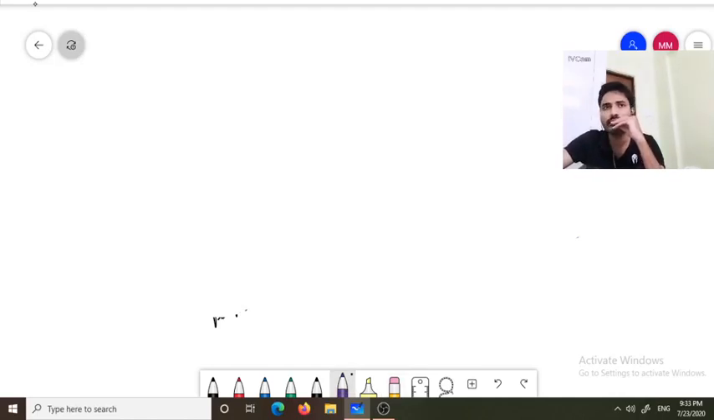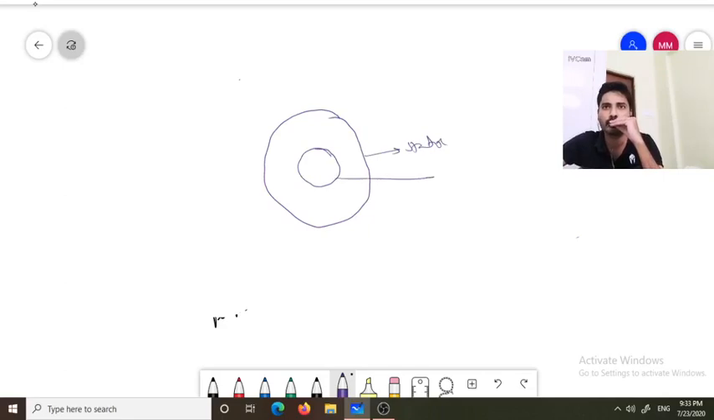Now see here. Think this is a stator. Think this is a rotor. Upon the stator, which winding is placed? Field winding. Upon the rotor, which winding is placed? Armature winding.